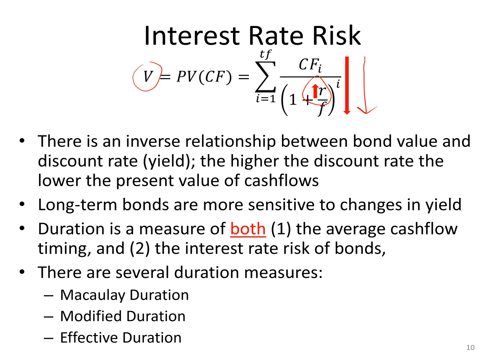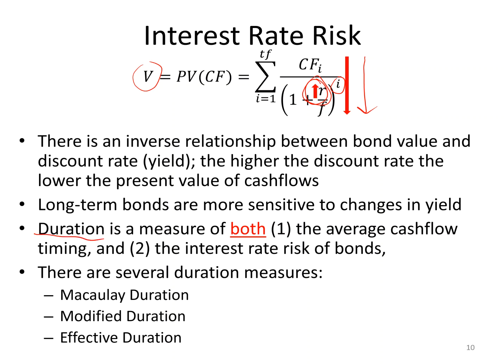Now long-term bonds are going to be more sensitive to changes in interest rates. You can just think about if this is to the 1st, 2nd, 3rd, or 10th power, the longer that term, the bigger effect that R is going to have on the value of the bond. So long-term bonds are more sensitive to changes in yield. A measure of the sensitivity is a measure called duration.